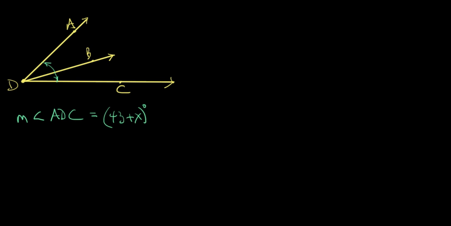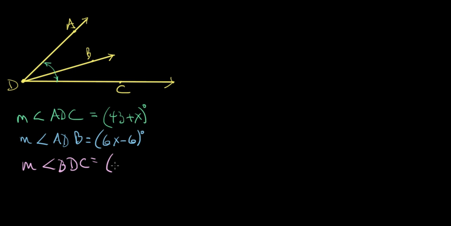The measure of angle ADB equals 6x minus 6 degrees. And finally, the measure of angle BDC equals 3x plus 1 degrees. So what does it all mean?